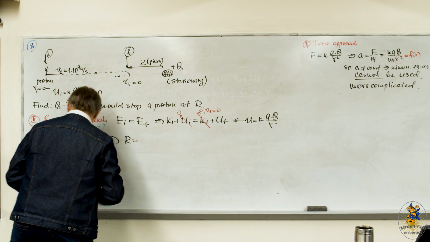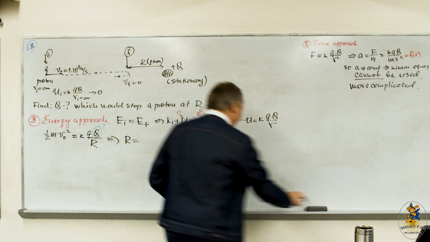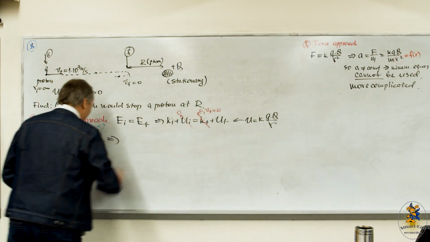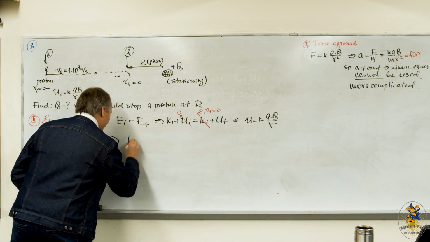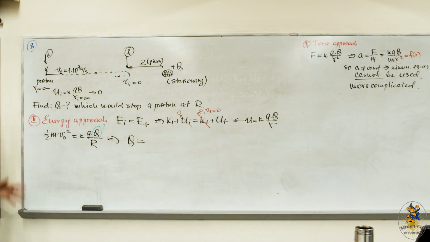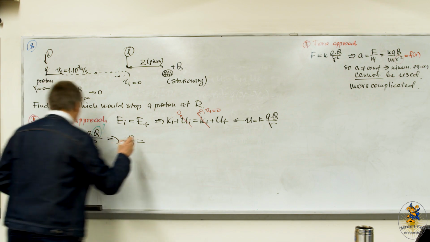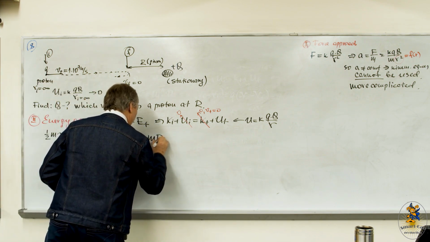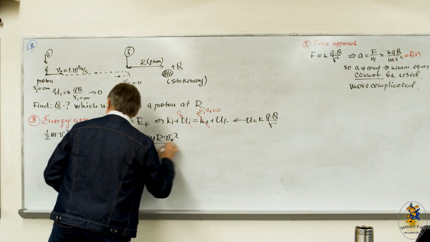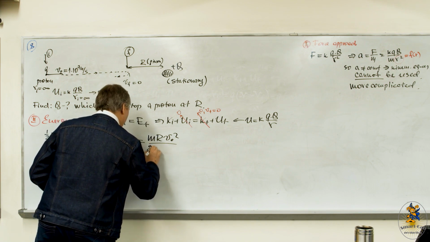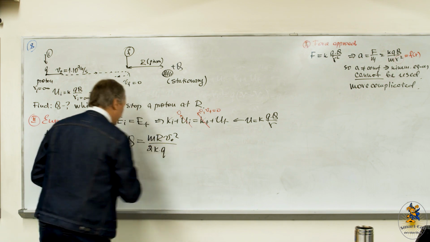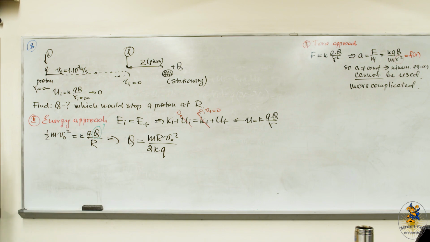Wait, I said we need to find q and started writing r. All right, so r goes to that side, so it will be m r v naught squared over 2k q small.